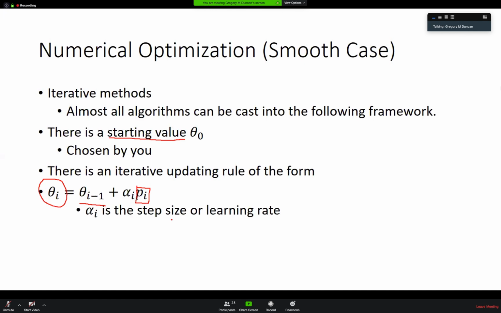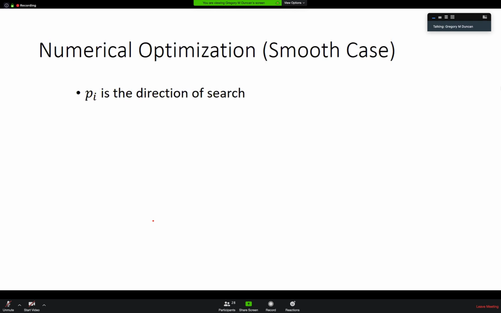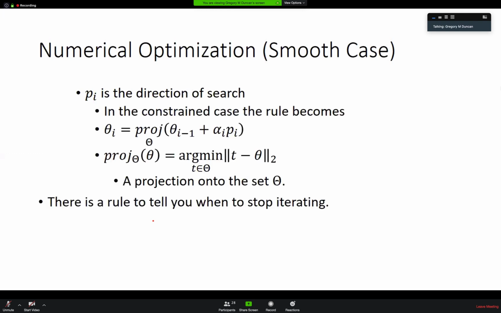Alpha is called the step size or the learning rate. It looks like it's not all that important. It turns out it's absolutely crucially important. p_i is the direction of search. I'll skip over what the constrained rule says. And then there is a rule that tells you when to stop iterating. And the devil is in the details of that.